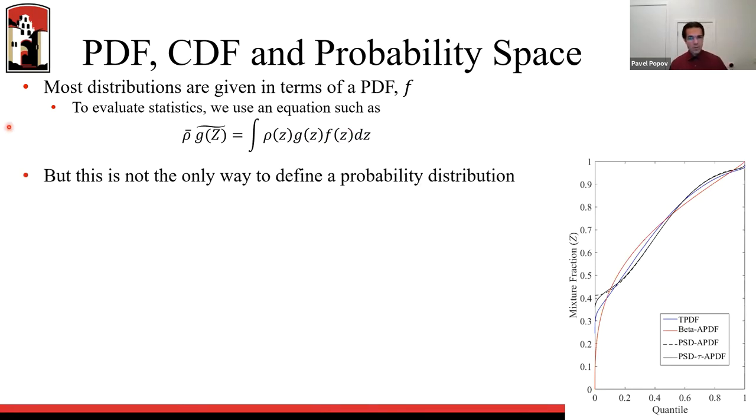However, this isn't the only way to define a probability distribution. One alternative definition, if we're dealing with a one-dimensional random variable, is to use the cumulative distribution function, which is by definition just the integral from minus infinity to a specific point of the probability distribution function.